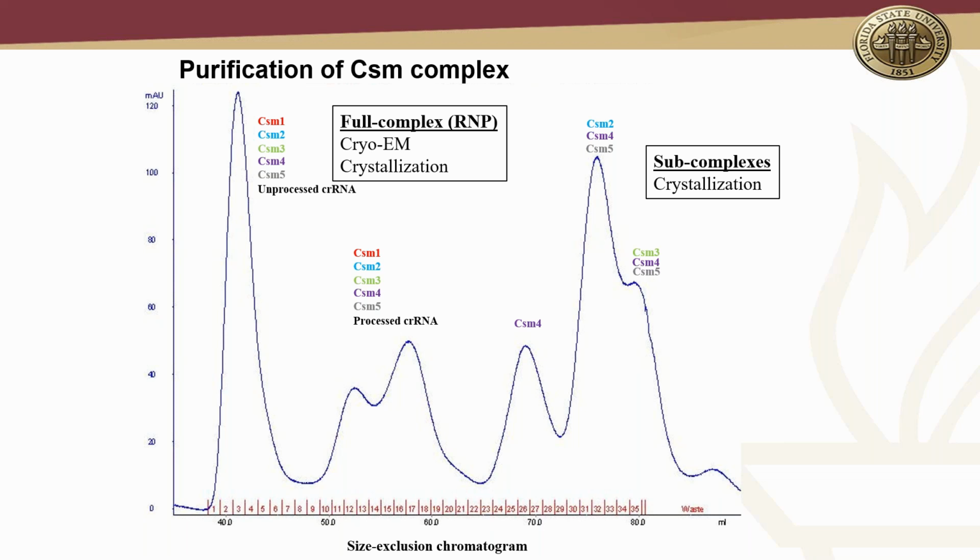The chromatogram separates out several unique species of protein-protein complexes and also protein-RNA complexes, which are all of significant interest to us. We would subject some of these species that are above, say, 150 kilodaltons to cryo-EM, while several subcomplexes, which come in the later part of the chromatogram, are subjected to crystallization experiments.